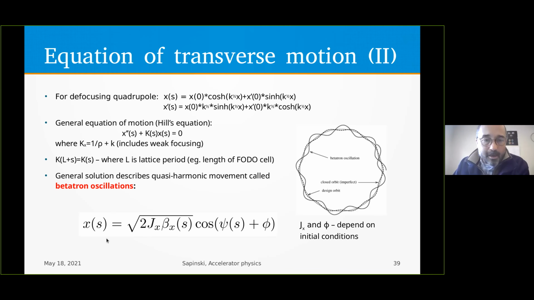Here there is a general solution for this movement of the particle, and this general solution contains a beta function and the phase of the movement, and it also contains two values which are constants of motion, which depend on the initial condition. This is related to the beam emittance, as we will see later, and this is the initial phase of the oscillation.